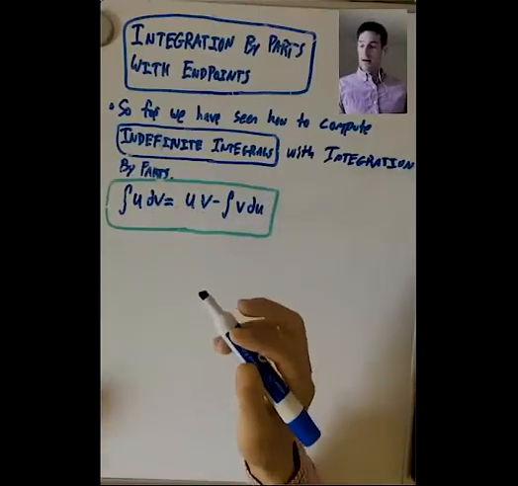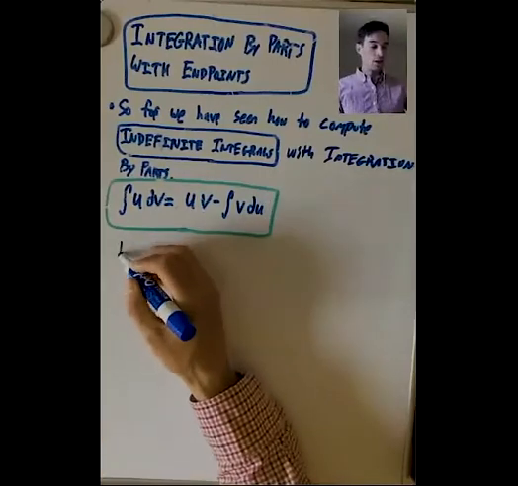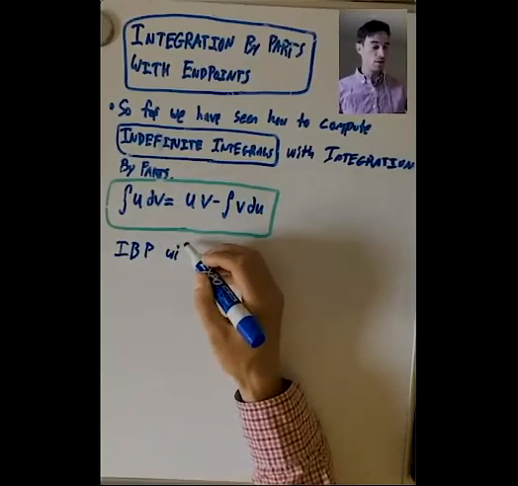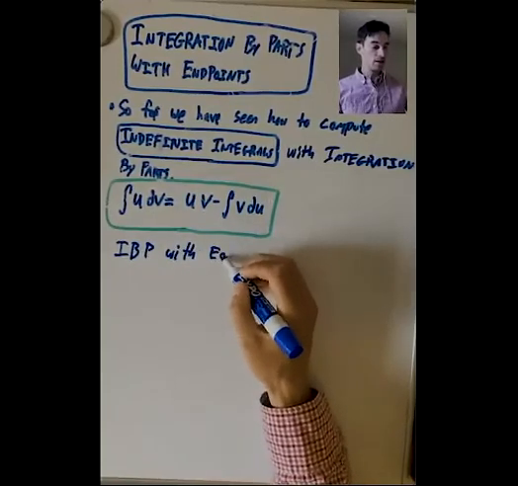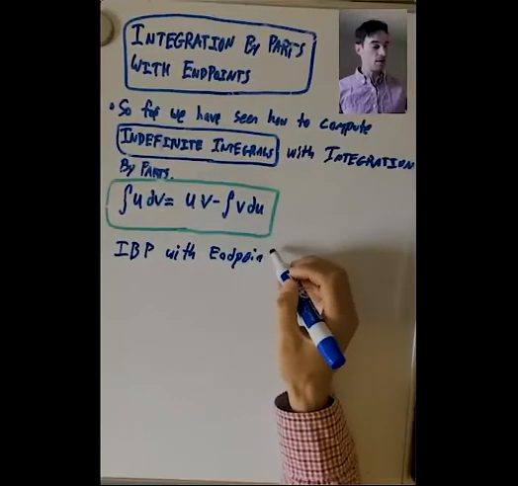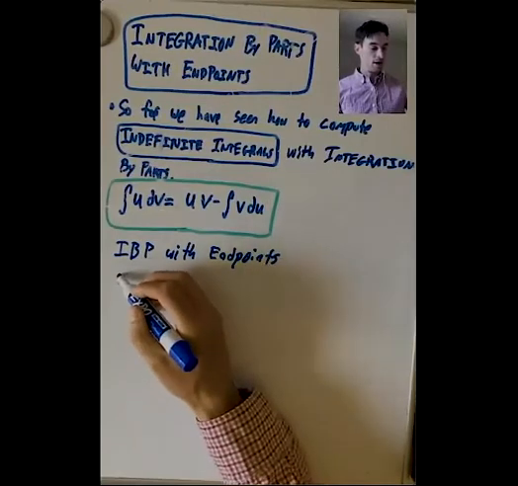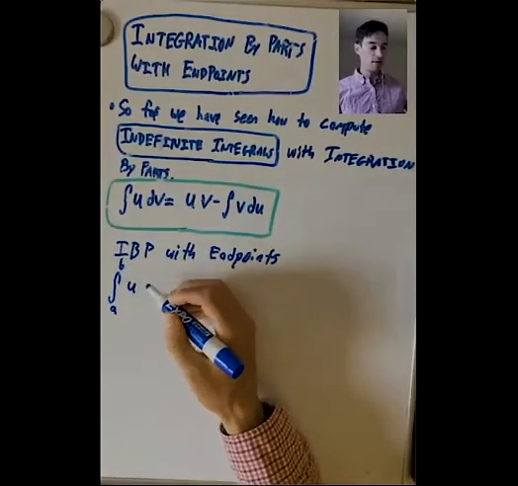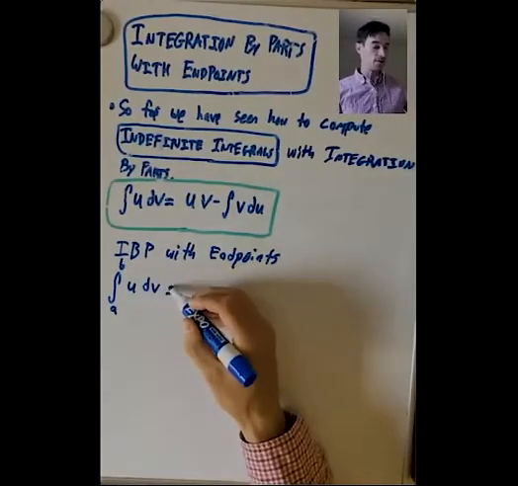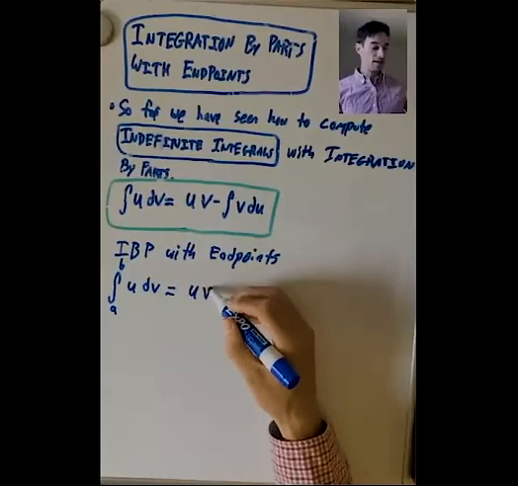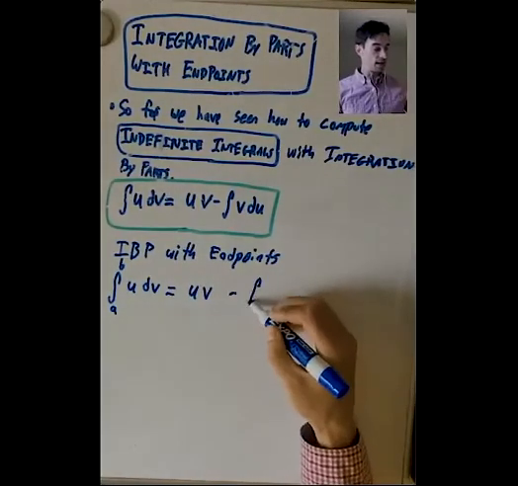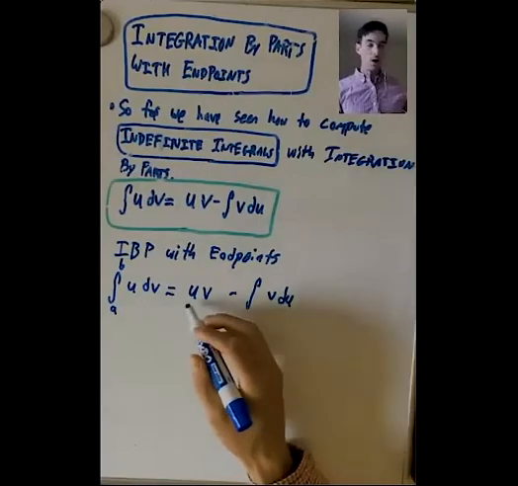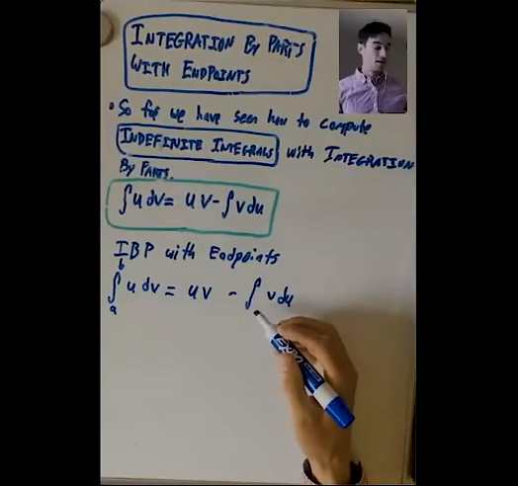So what changes when you have endpoints? Integration by parts with endpoints. It's the same setup where you now have the integral of a function from a to b that you can write as u dv. You still get uv minus the integral of v du. But what you want on the right-hand side now is a number.